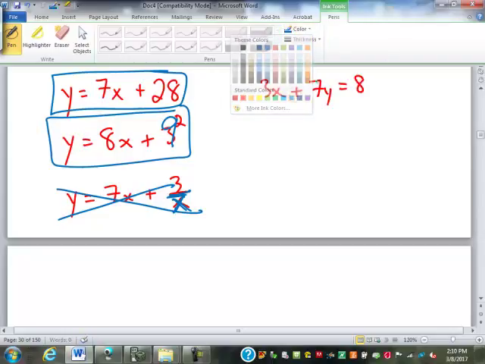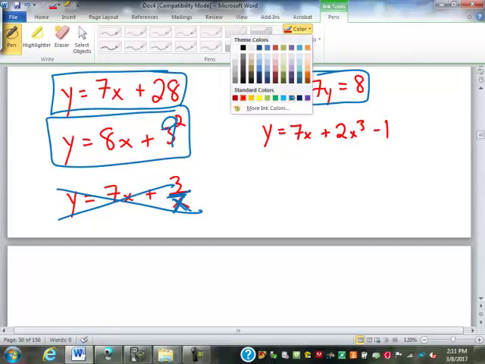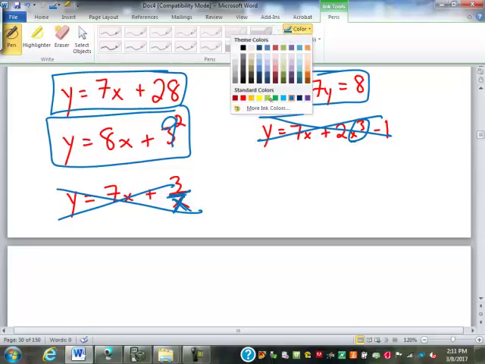Will that one be a line? There's no powers on anything. So the variables aren't involved in any exponents. We're not dividing by any variables. So that one will be a line. This one here. Why not? X to the third power. Very good.